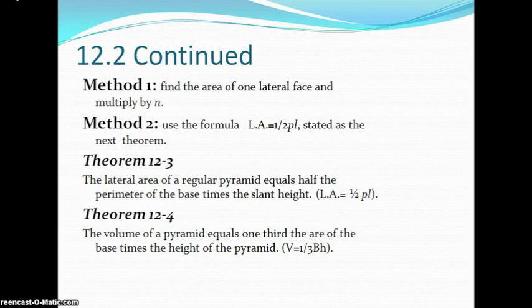12.2 continued. Method 1: find the area of one lateral face and multiply by n, where n is the number of lateral faces. Method 2: use the formula lateral area equals 1/2 perimeter times the slant height, stated as the next theorem. Theorem 12.3. The lateral area of a regular pyramid equals half the perimeter of the base times the slant height. Theorem 12.4. The volume of a pyramid equals 1/3 the area of the base times the height of the pyramid.